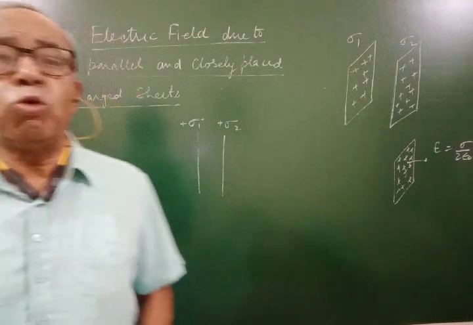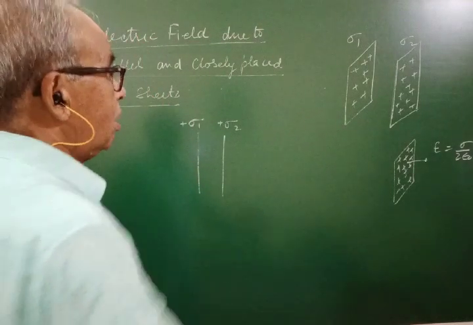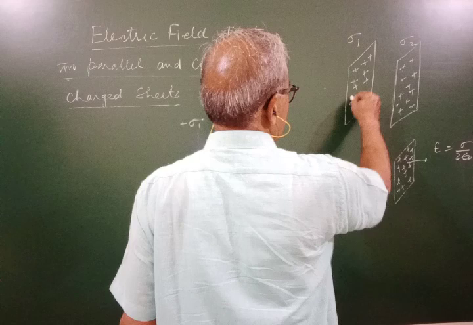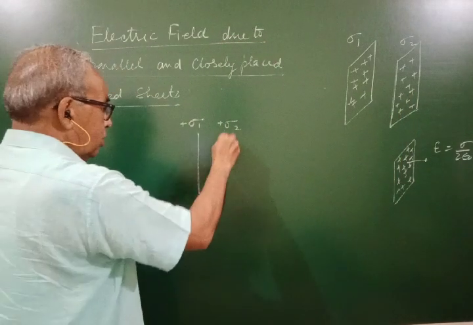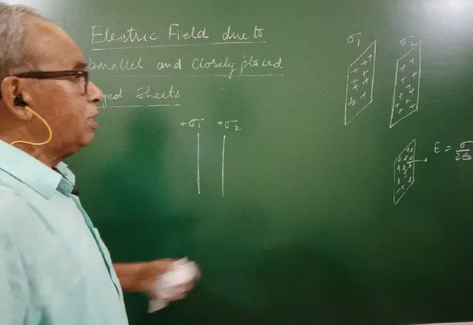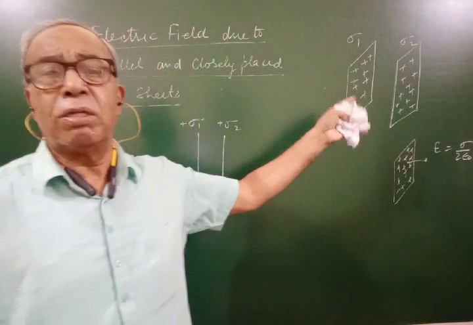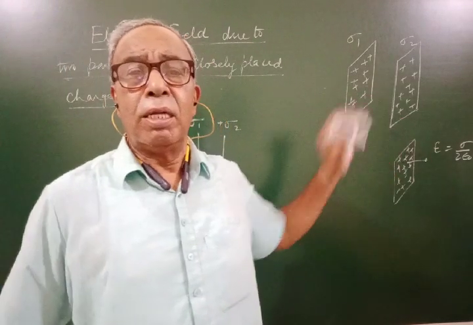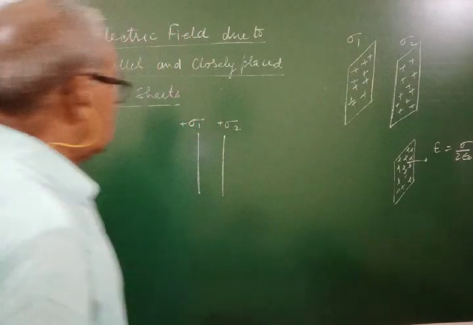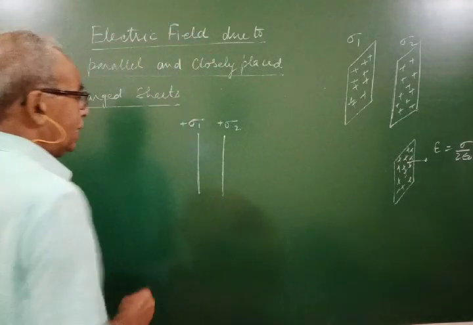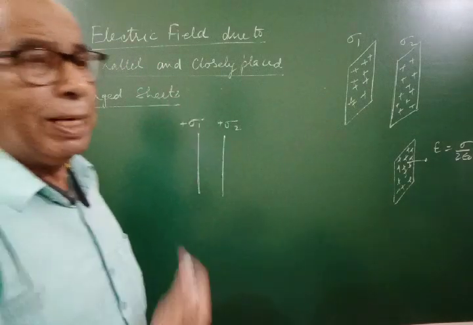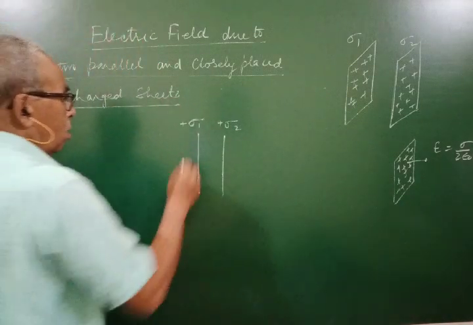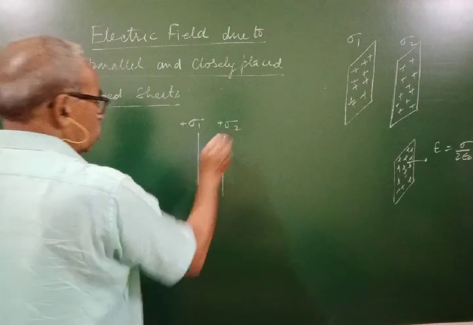Now, if there are two plane sheets, actually sheets are like this, but we show them here like this. These are two plane sheets for simplicity. Actually, it is difficult to draw this figure again and again. So here, suppose we have two plane charge sheets. Simply don't think these are metal plates. This has sigma 1, sigma 2.